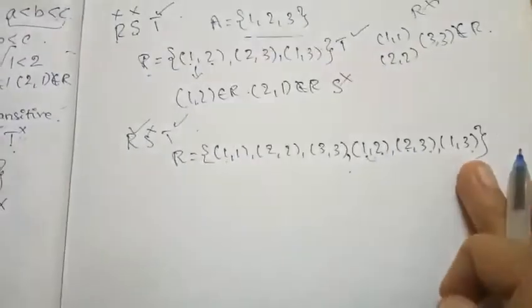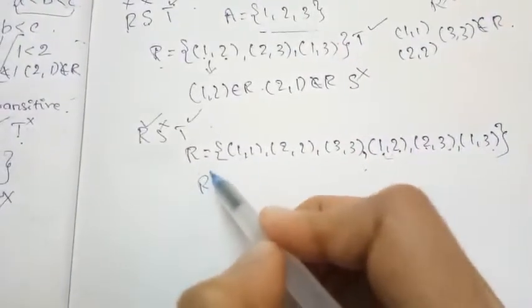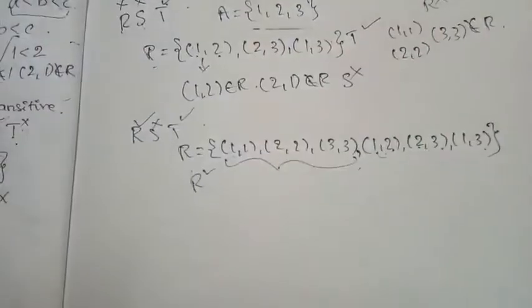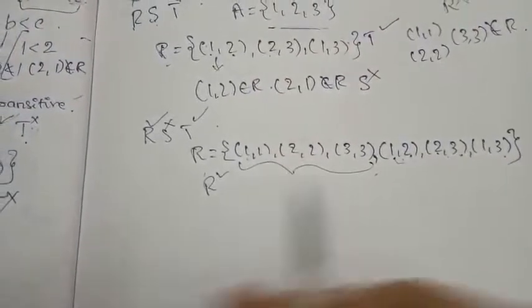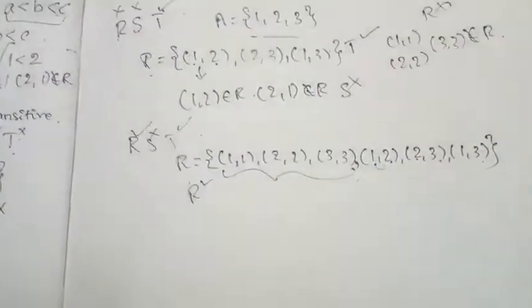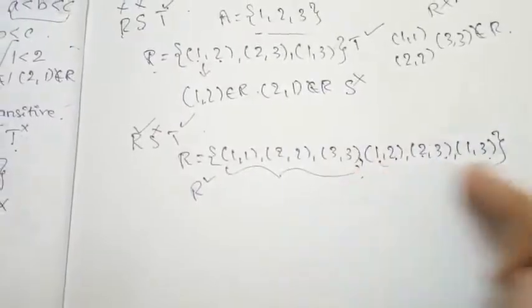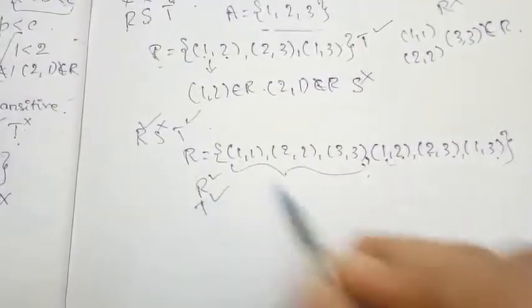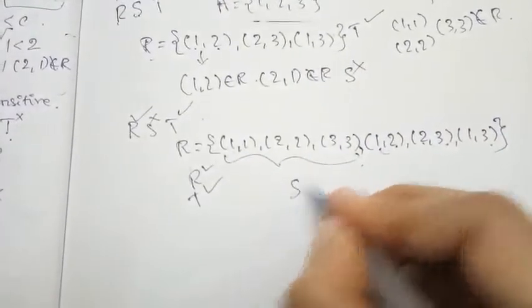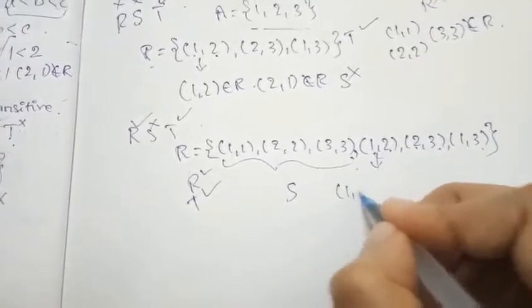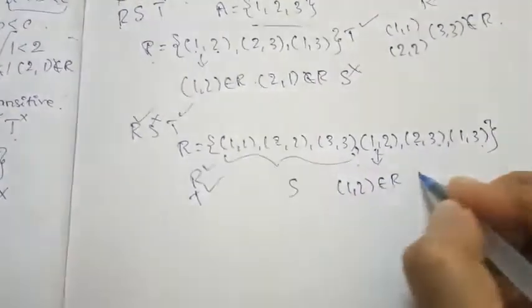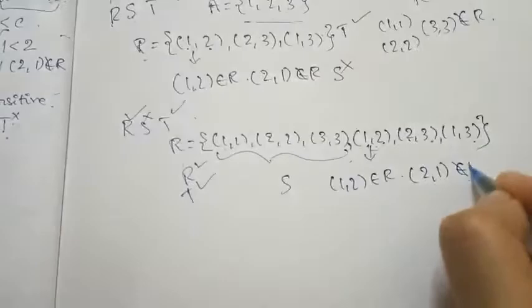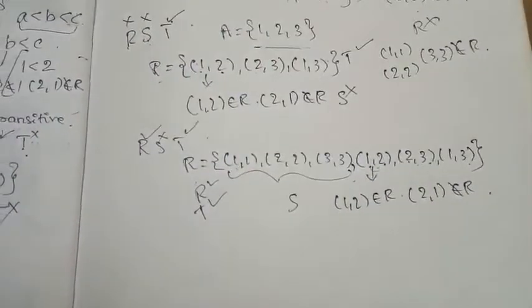So this relation is now a reflexive relation, because we have the doublets of all the elements in the given set, and it is also transitive because it satisfies the condition of transitivity. But it is not symmetric, because if (1, 2) belongs to the relation, then (2, 1) does not belong to this relation. So it is not at all symmetric.